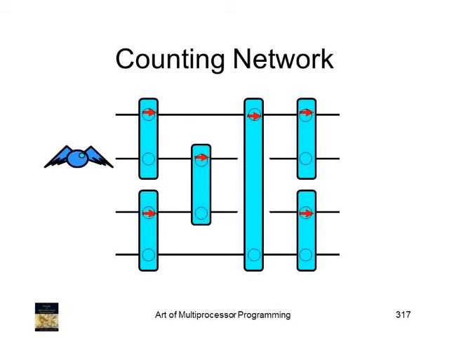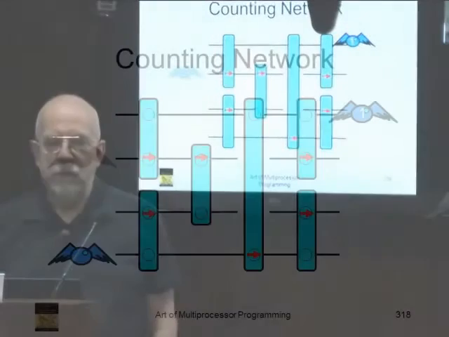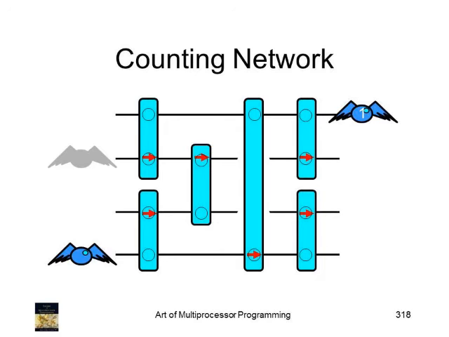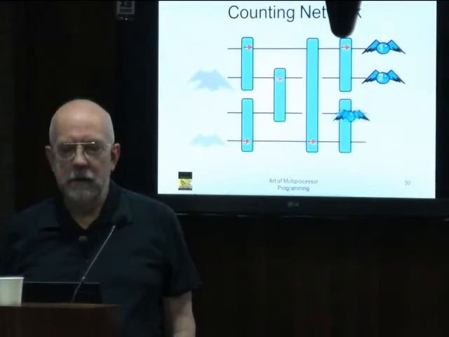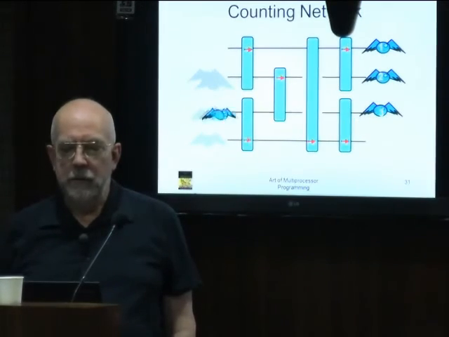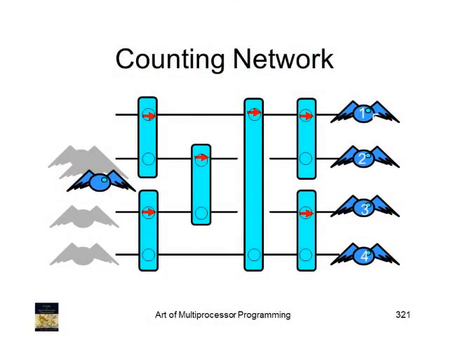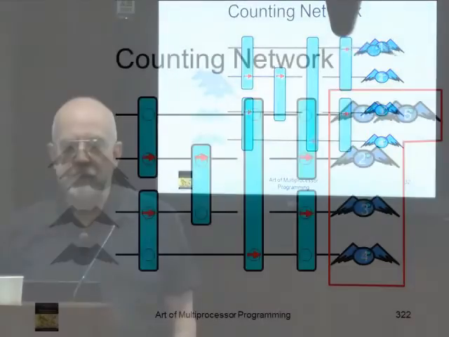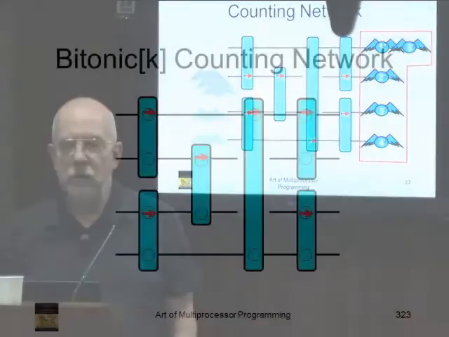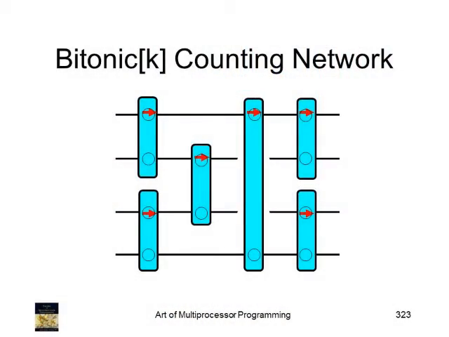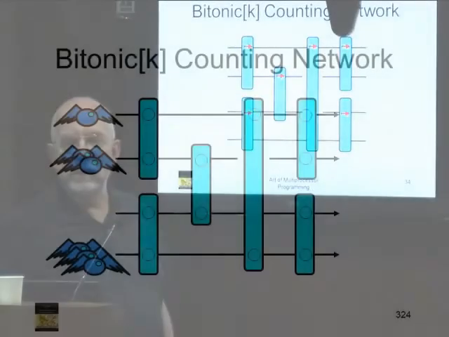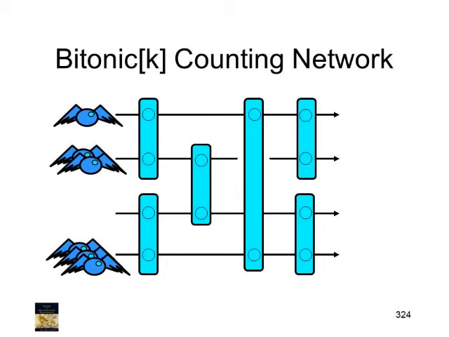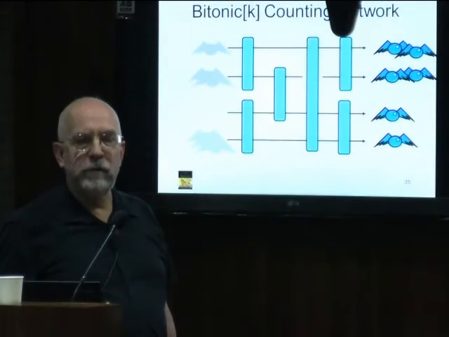So this is what a counting network looks like in practice. When you come out, you take each value. This is a sequential execution where the tokens go through one at a time. This is a particular structure called the bitonic counting network, where k is the number of input wires. And it has the property that if they go through concurrently, it's equivalent to a sequential execution.